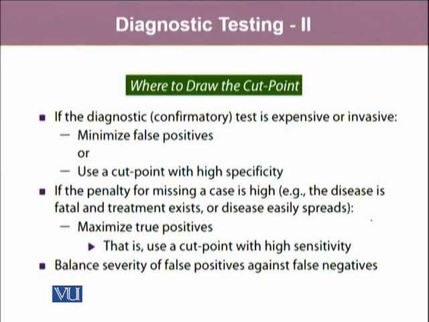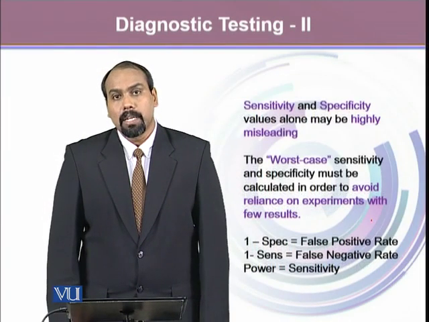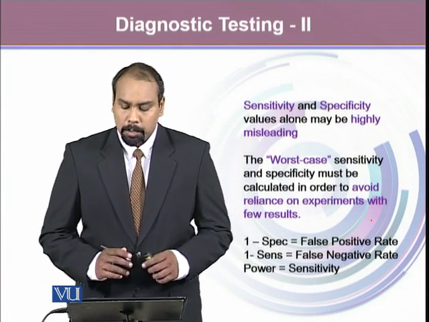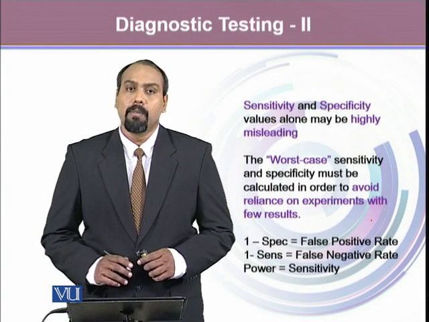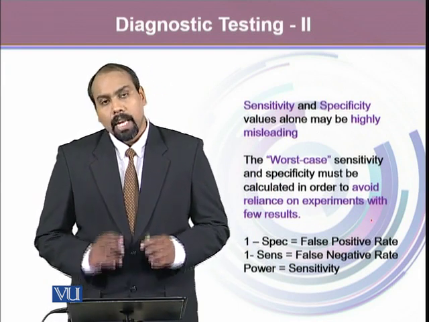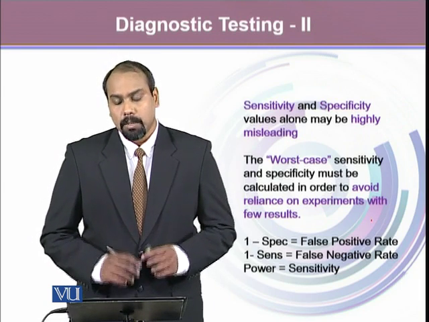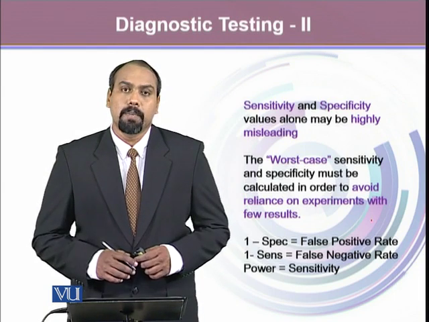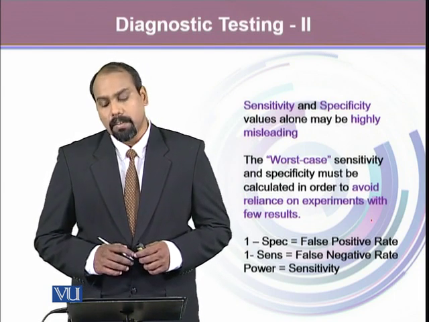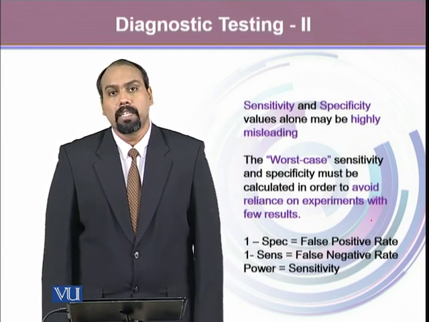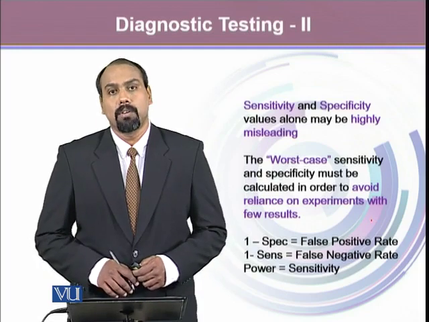Sensitivity and specificity values may be highly misleading in some situations, so it's always recommended that the worst case sensitivity and specificity must be calculated in order to avoid reliance on experiments with few results. Here, I would also like to mention that 1 minus specificity is called the false positive rate, and 1 minus sensitivity is called the false negative rate. And the power is also known as the sensitivity. The higher the sensitivity, the higher the power of the test will be.